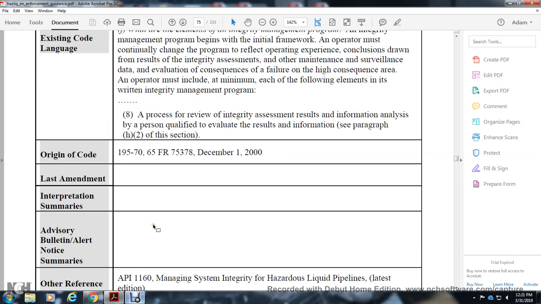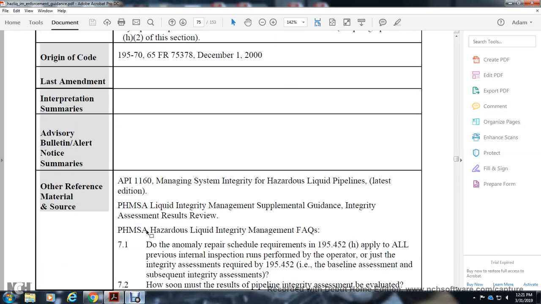Advisory bulletins and other notes. Other materials: reference API 1160, Managing System Integrity for Hazardous Liquid Pipelines, latest edition. PHMSA Liquid Integrity Management Supplemental Guidelines, integrity assessment and results of the review.